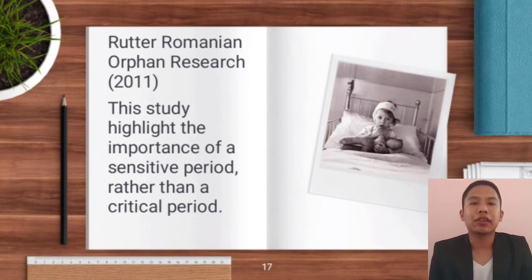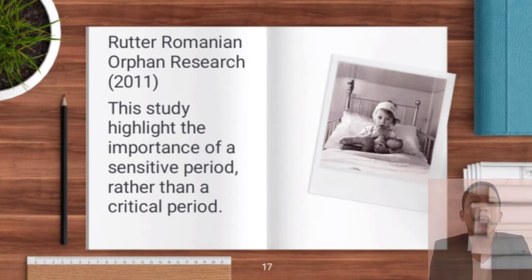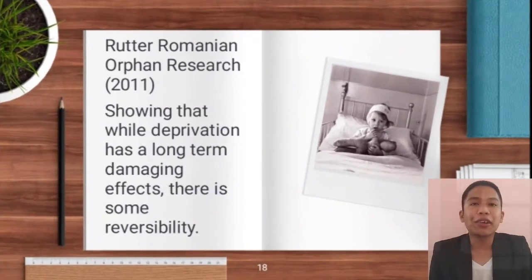Romanian Orphan Research in 2011. This study highlights the importance of a sensitive period rather than a critical period. It shows that while deprivation has long-term damaging effects, there is some reversibility.